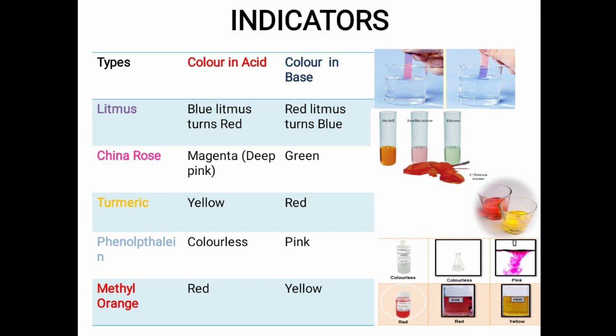One common incident that happens in our everyday life is dropping of foodstuffs on our dresses, which leaves behind yellow stains. And in order to remove it, soap, which is basic in nature, is scrubbed on it. And it turns the color of the turmeric in the curry into red. Phenolphthalein and methyl orange, these two are synthetic indicators. Phenolphthalein is colorless in acidic and turns pink in basic solution, whereas methyl orange retains its color red in acidic and turns yellow in basic solution.